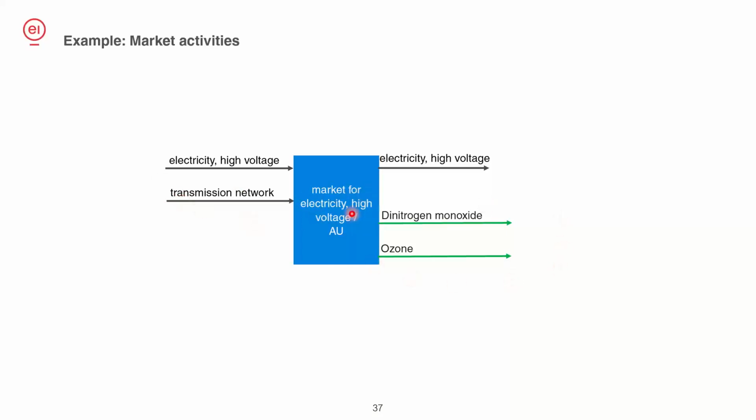Another example is for electricity. We had in the beginning the electricity production high voltage transforming activity. And here we have the market for electricity high voltage, which transfers electricity, integrates the information on the electricity production, also has information on the transmission network, and has some emissions. The emissions happening during the transmission of electricity from the plant to the consumer.